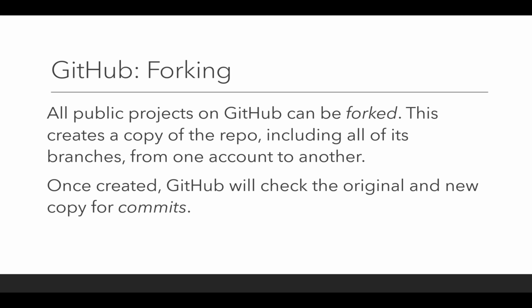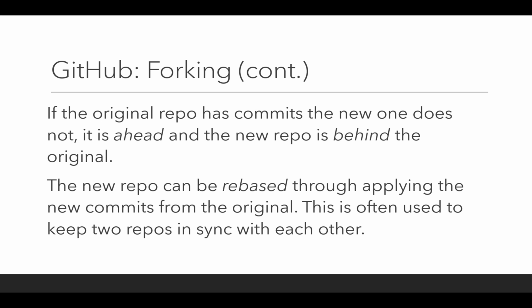Once created, GitHub will check the original and the new copy for commits. Again, remember from the previous video on terms and concepts, a commit is a set of changes to files within a repo. So as commits are applied to different repos, GitHub checks these across repos if they are forks of one another or if one is a fork of the other. So if the original repo has commits, the new one does not, it is ahead. That is said to be ahead a number of commits, and the new repo is behind a number of commits.